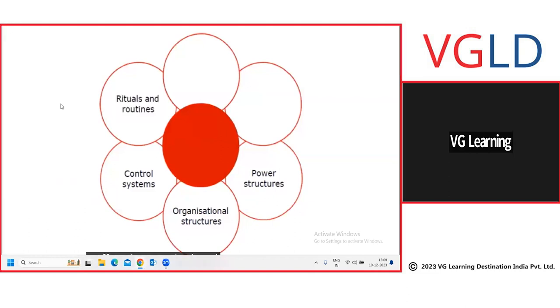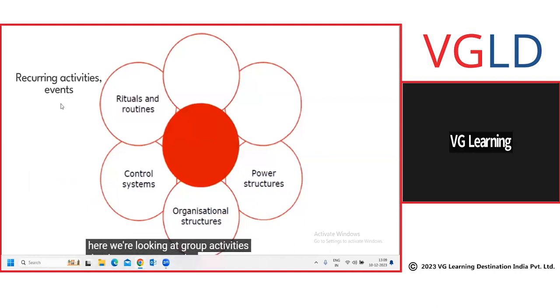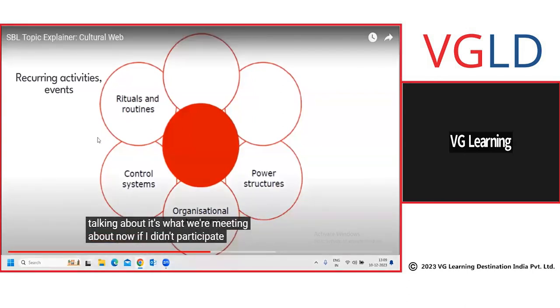Moving on to rituals and routines. Here we're looking at group activities that happen on a regular, recurring basis. And what behavior are these routines encouraging? Some rituals that I've personally experienced in companies: the budgeting ritual. At the end of the fiscal year, staff are focused on preparing the budget for the next year. It's what we're talking about. It's what we're meeting about. Now, if I didn't participate in that, boy, I would look odd.